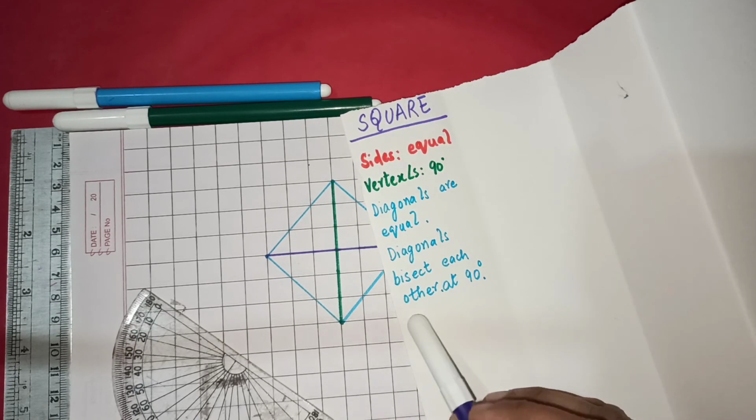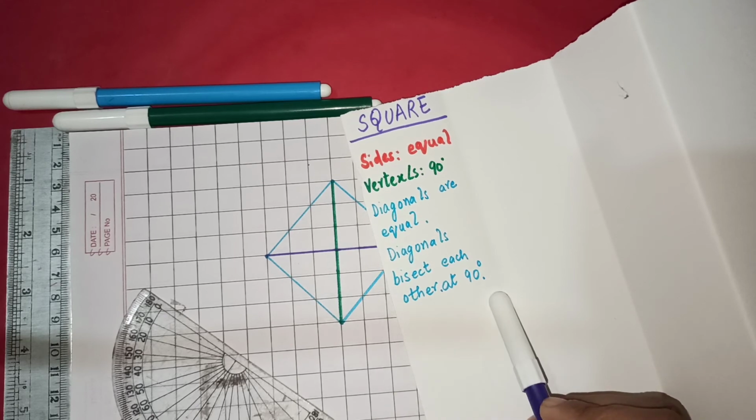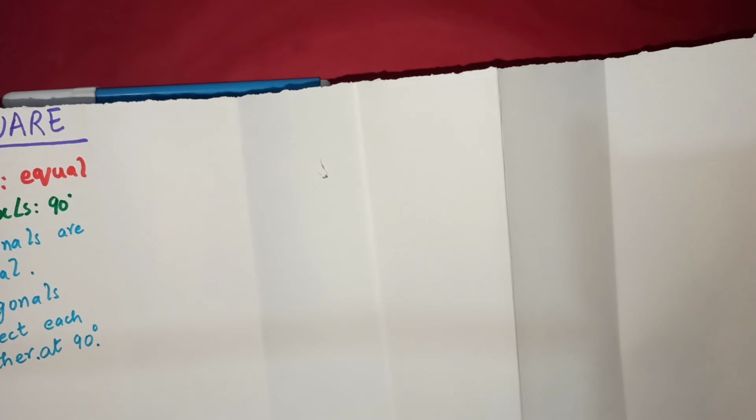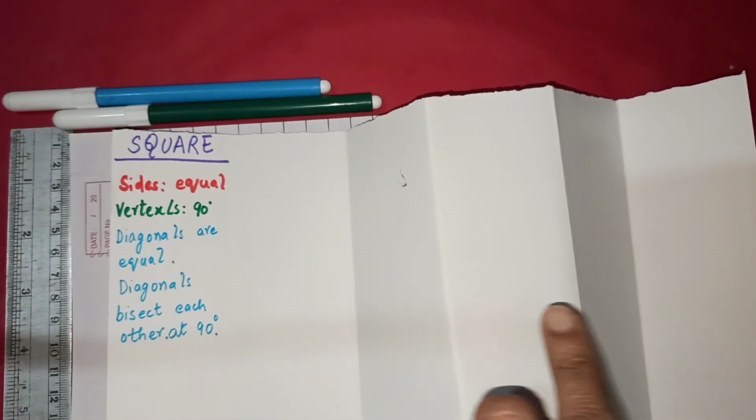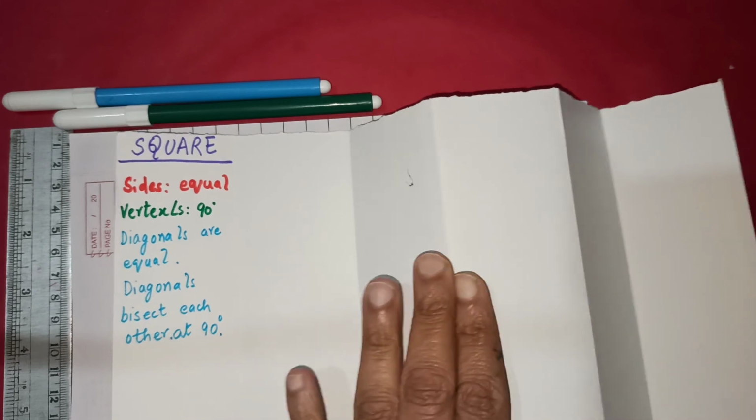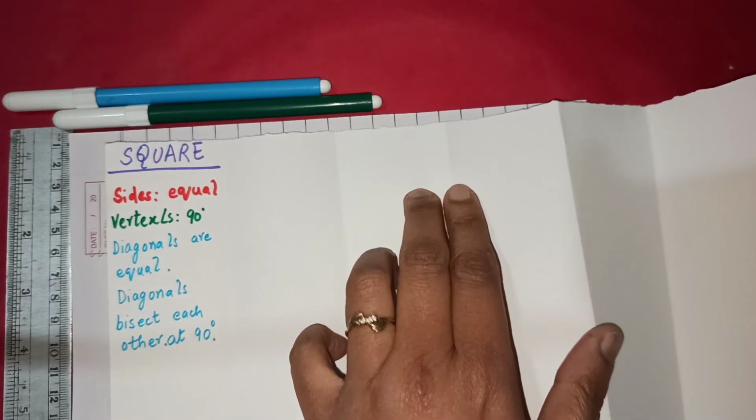Now I have left a lot of space below this, and we have a lot of space here, which we are going to fill in our next videos. We are going to write all the quadrilaterals like this and fill all this white space.